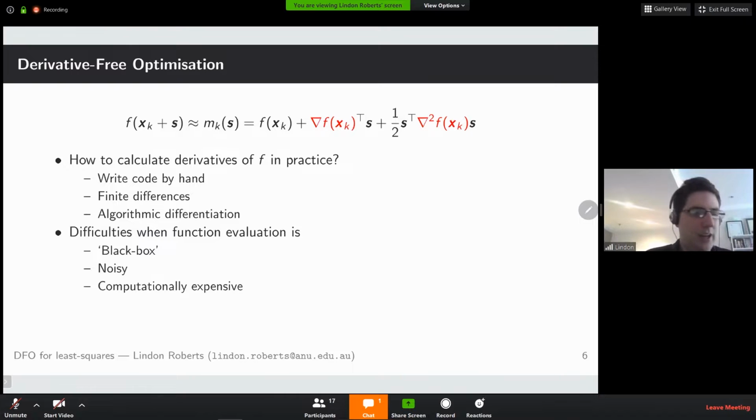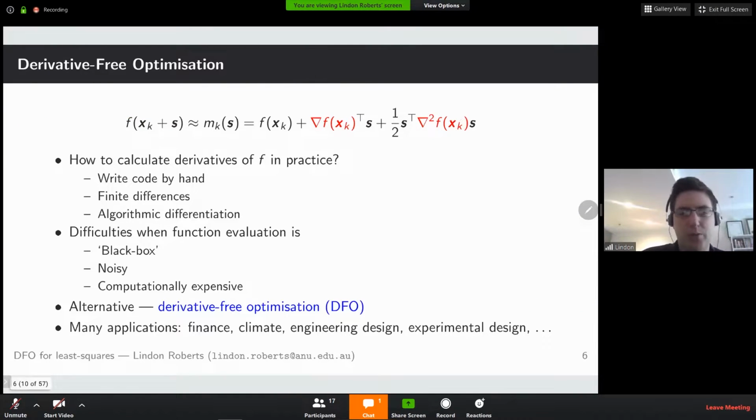If your f has some kind of noise in the evaluation, then getting accurate derivatives could be pretty much impractical. And if f is computationally expensive, then the cost of doing something like finite differencing or algorithmic differentiation might be very, very high and not practical for you to do. So in these sorts of settings, this is where people will turn to derivative-free optimization, DFO.